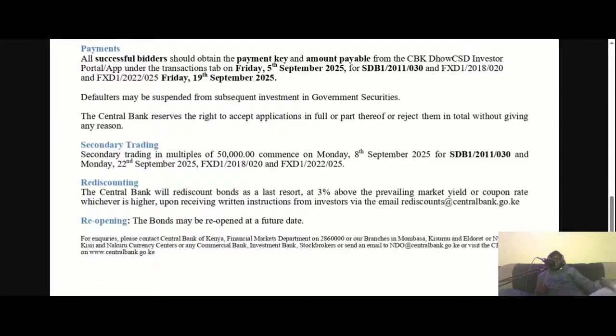So rediscounting treasury bonds comes at a cost. So it is very important to understand what you are signing up for, so that you don't invest today and you need your money tomorrow, you go for rediscounting and you end up making a loss. Now, bonds may be reopened at a future date. So this is not the end. If need be, these particular bonds might be reopened in future.